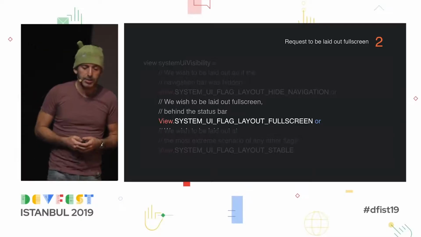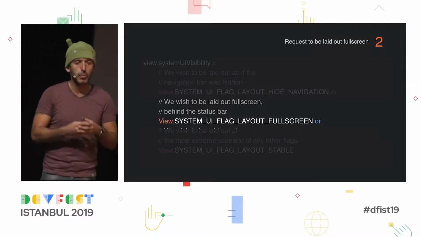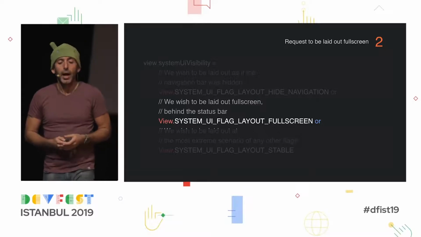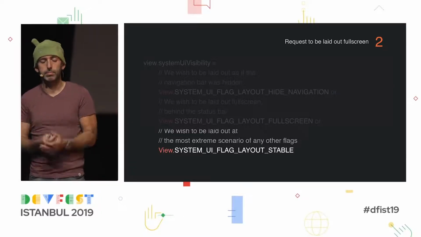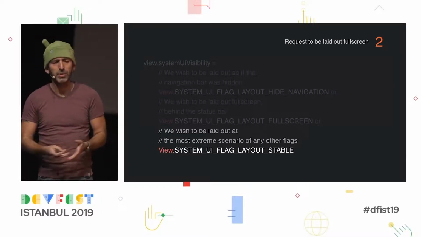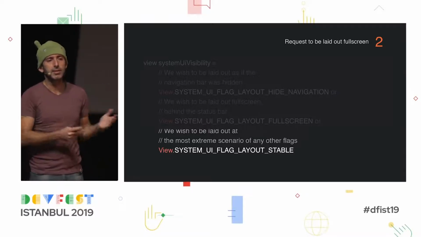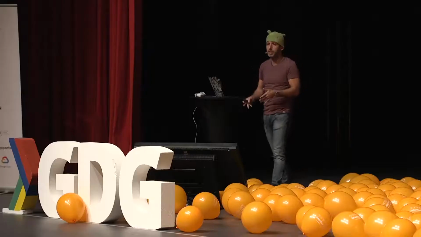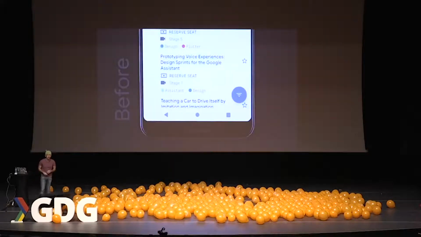The second flag is system UI flag layout full screen, which tells the system to draw your app as if the status bar doesn't exist. And the third optional flag is, I actually mentioned this is a very old API, and there are like hundreds of flags you can set to this API. So the third flag basically tells the system to not override your flags and lay out for the most extreme scenario, which is like drawing behind the status and navigation bar.